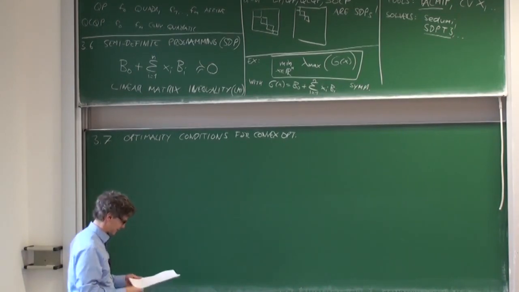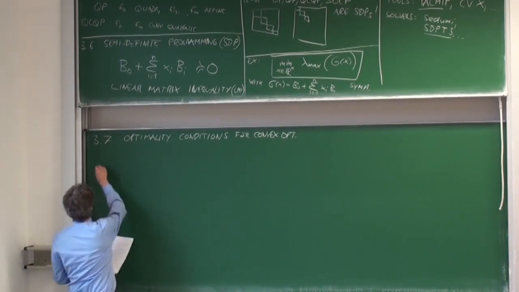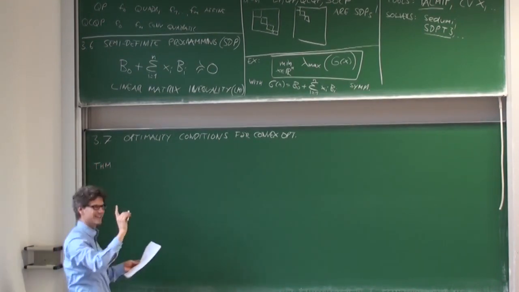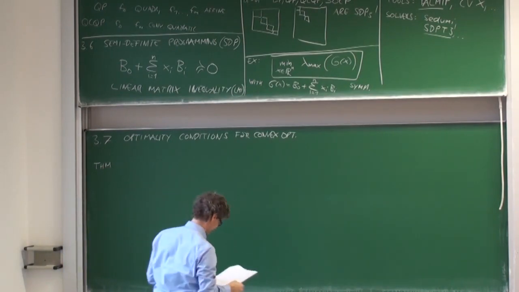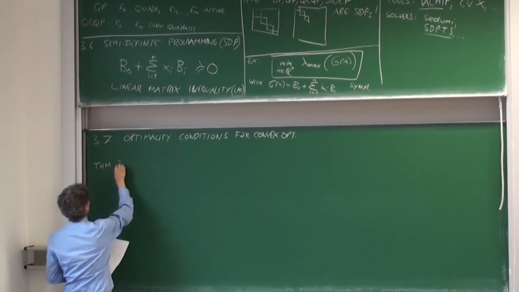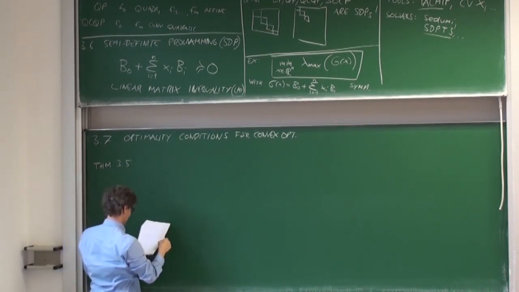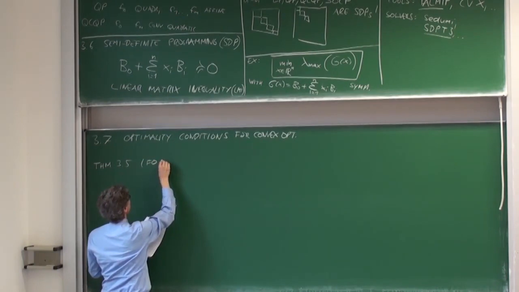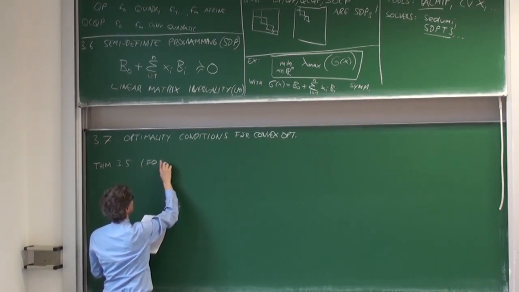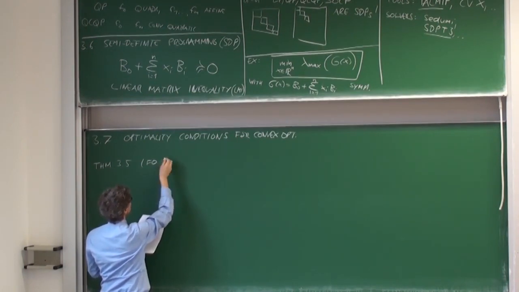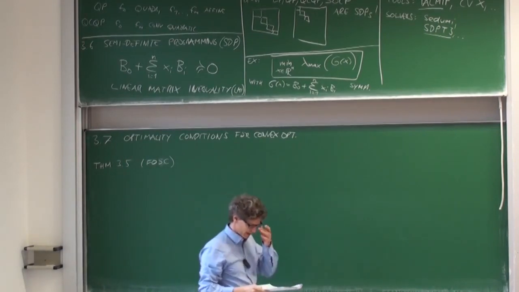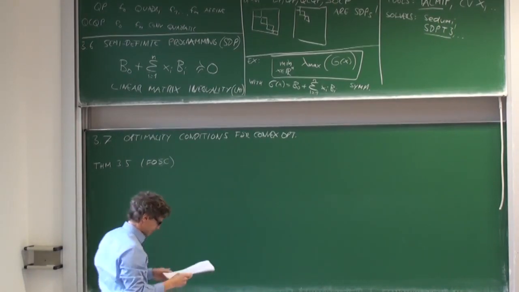But we want to make it a bit more general, so let me just give you a theorem which gives you first order sufficient and necessary optimality conditions. It's called theorem 3.5, and it's a first order condition for optimality. I sometimes call it first order sufficient condition for optimality for convex problems.